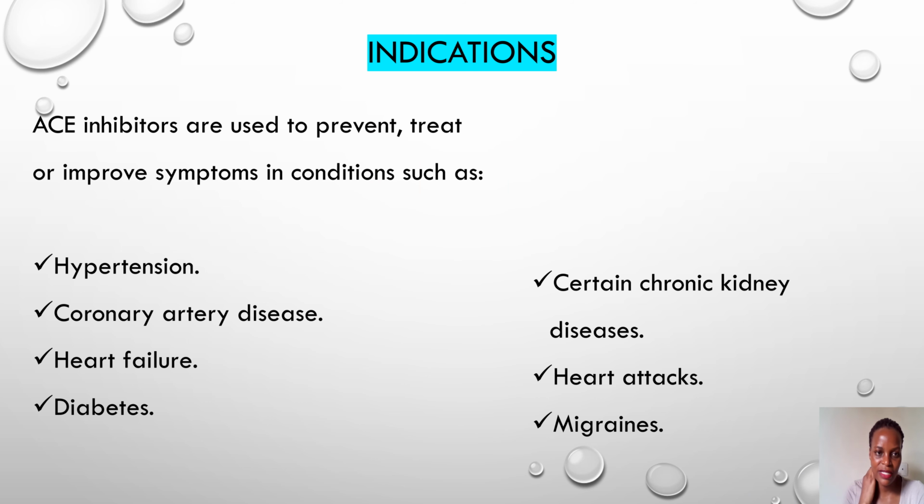So what are the major indications for these drugs? They are used to prevent, treat, and improve symptoms in conditions such as hypertension, the major topic we are looking at today, but also in coronary artery disease, in heart failure, in diabetes, in certain chronic kidney diseases, heart attacks, and also in migraines. So you will see them prescribed for these different conditions.